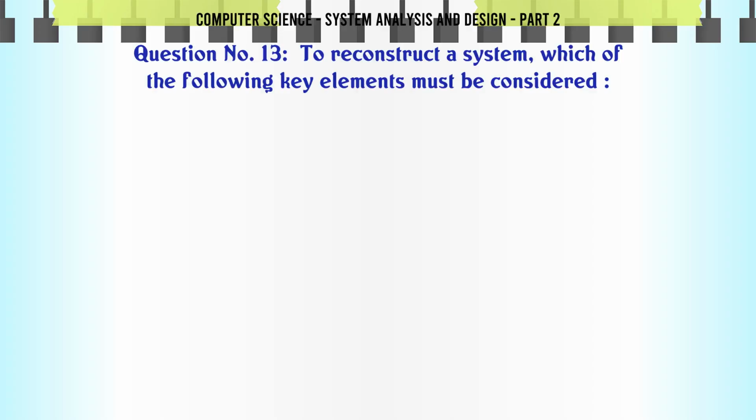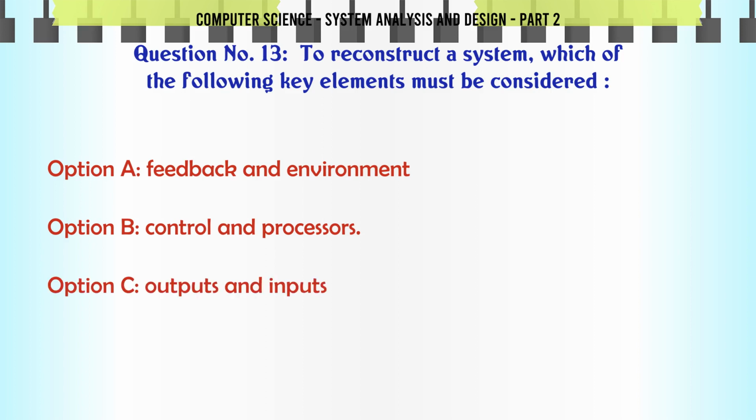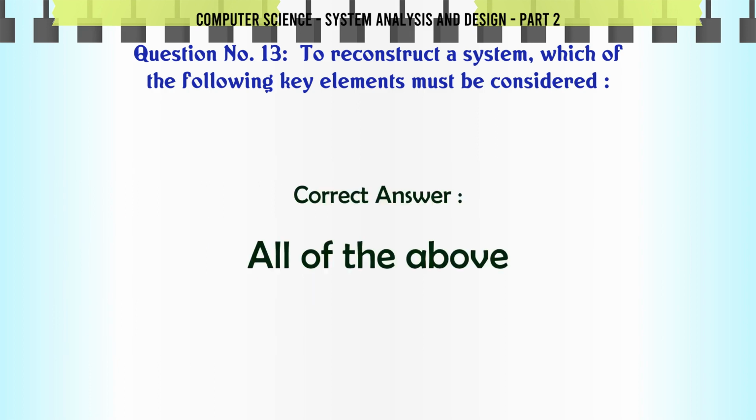To reconstruct a system, which of the following key elements must be considered? A. Feedback and environment. B. Control and processors. C. Outputs and inputs. D. All of the above. The correct answer is all of the above.